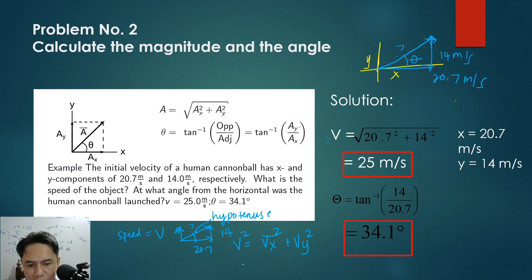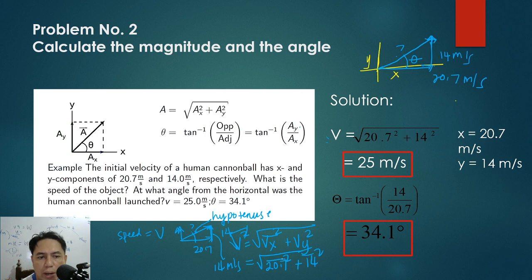How do we solve this further? We can extract the root. If we extract the root here and here, this will be cancelled. What is v sub x? From the drawing, 20.7. So all we have to do is 20.7 squared, then v sub y. That is 14 meters per second, so 14 squared.